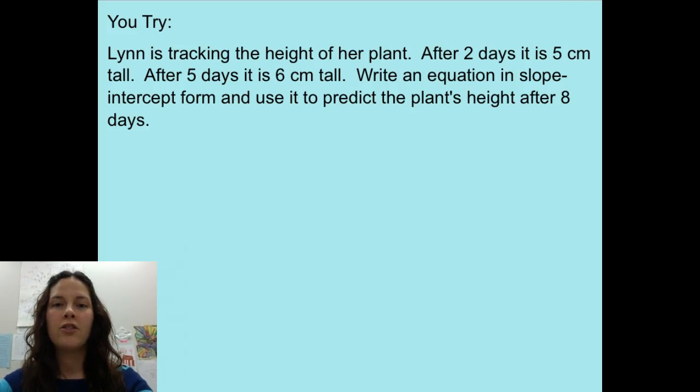Here's your U-try question. Identify whether you have a rate and a point or 2 points, and then you can determine which method you need to use to set up your equation to answer the question.